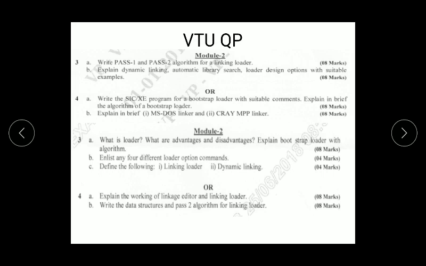Then another question, explain the working of the linkage editor and linking loader. Figure followed by explanation. Again a repeated question. Write the data structures and pass2 algorithm for the linking loader. Only pass2 is asked. So give importance to the pass1 and pass2 algorithms. Then bootstrap loader. Then dynamic linking, linking loader and linkage editor. Then MS-DOS linker, Cray MPP linker, SunOS also we have discussed. Then loader design options.